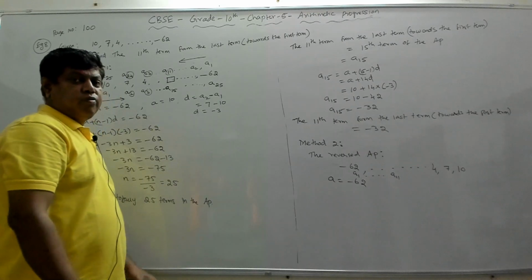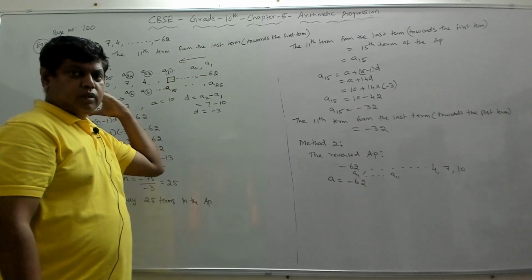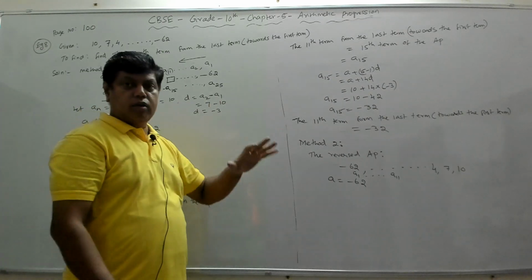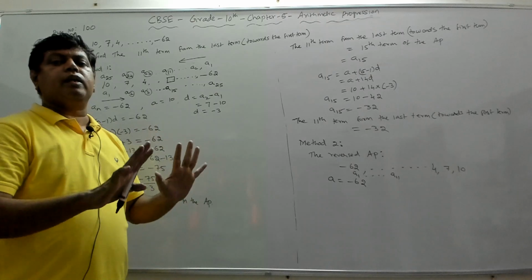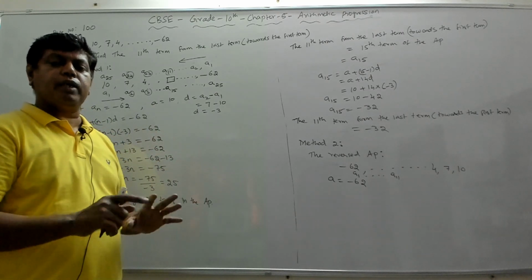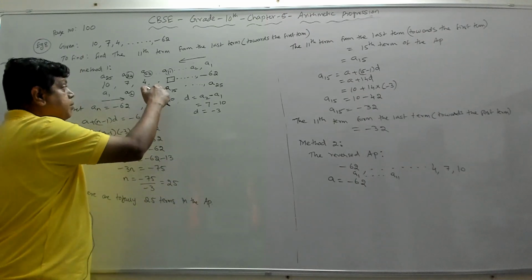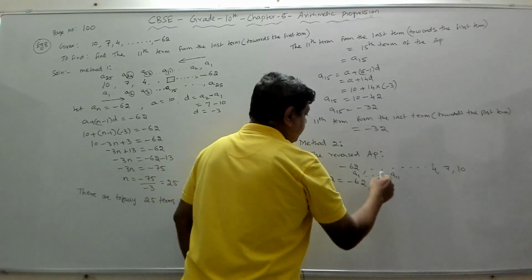To find the 11th term from the last, you can follow this method, or the easy method is to reverse the AP and in the reversed AP find the A11. For the reversed AP, A11 will be the 11th term of this AP in the reverse direction. So now we have to find A11 for this AP.